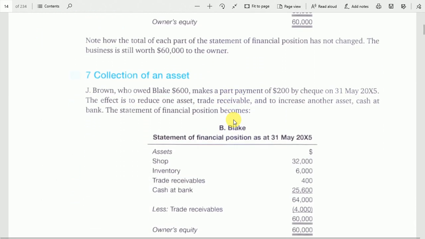So, collection of an asset. Say you had previously sold an asset on credit, so you hadn't received any cash at the time of the transaction, but the particular customer promised to pay at a future time. At the time of receipt, when you actually collect the cash against the sales that you had previously made, the impact would be as follows.